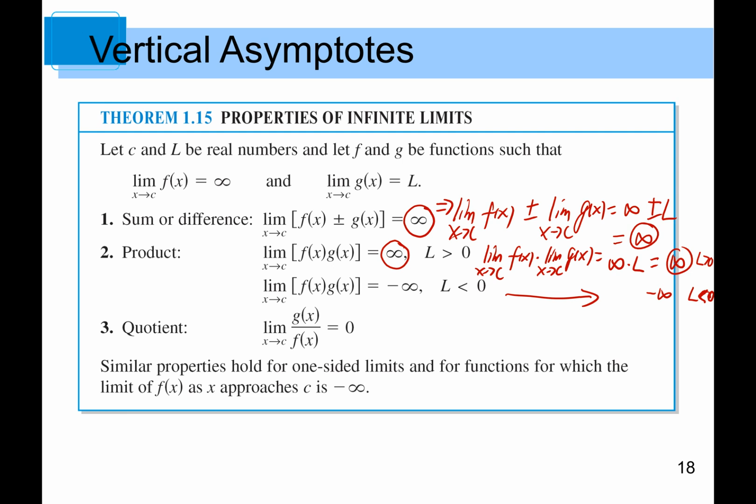The third one is a quotient. So in this case, we separate into the limit as x approaches c of g of x on top, and on the bottom we have the limit as x approaches c of f of x. So we get L over infinity. A constant over infinity becomes 0. That's why for the quotient, the limit as x approaches c of g of x over f of x becomes 0.